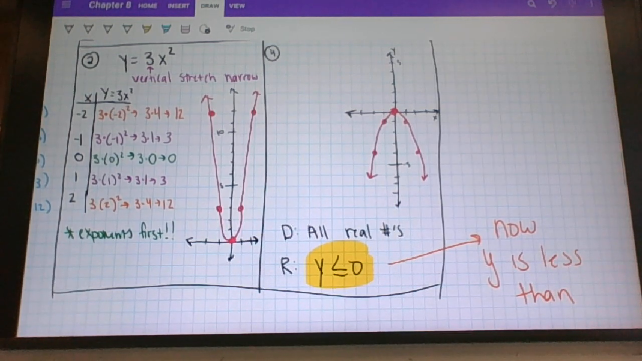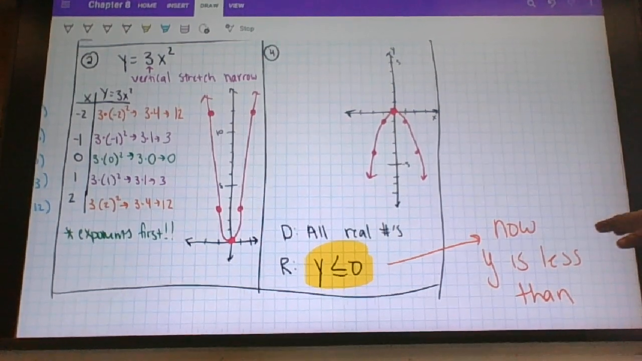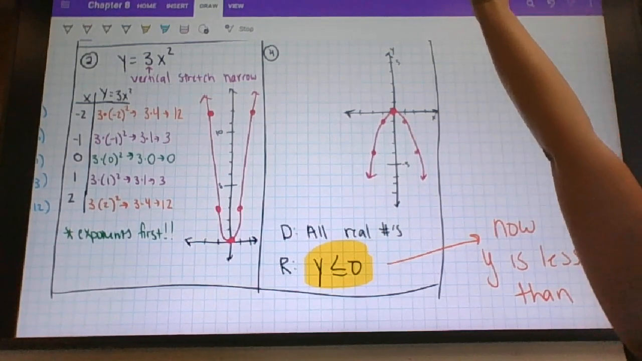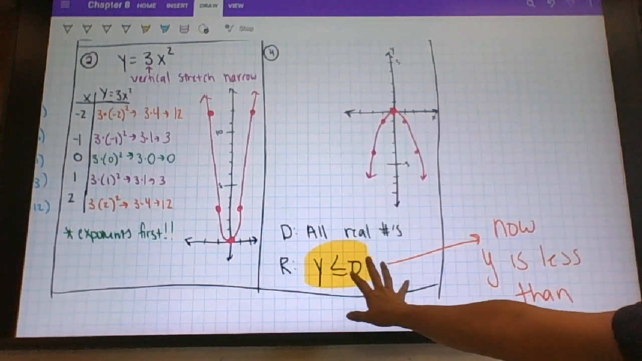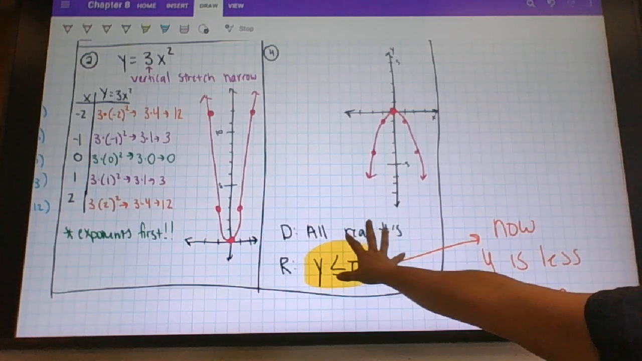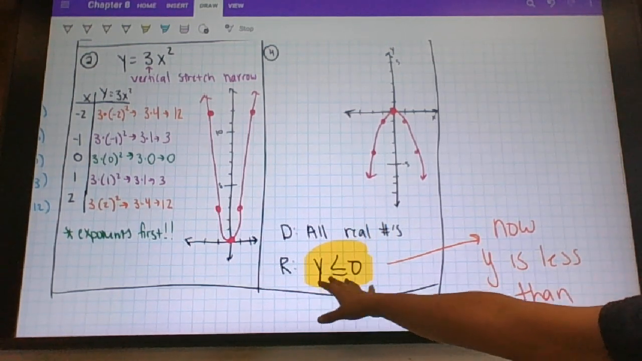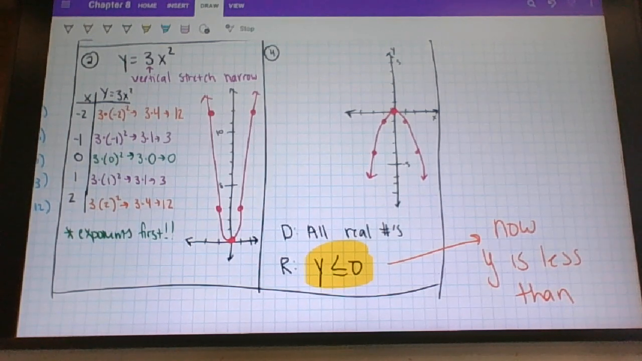You guys, so now that it's flipped over, the range symbol is less than. Instead of y going up and y being greater than, y is less than. Did you get that part, Brayden? Brayden, did you get the range? It's like a different way. Because it's going down, y less than.